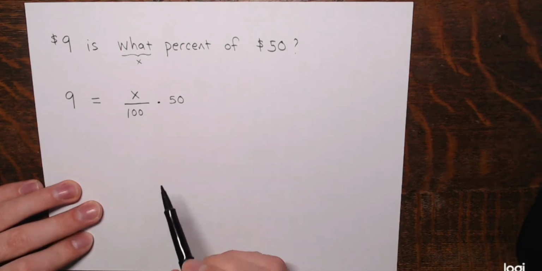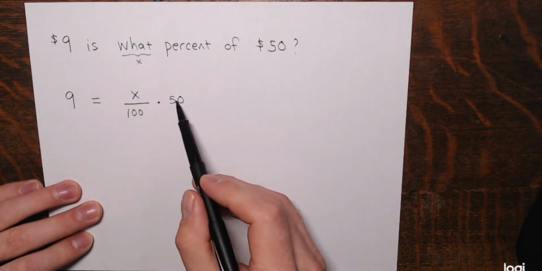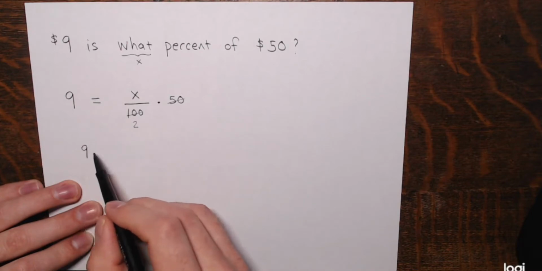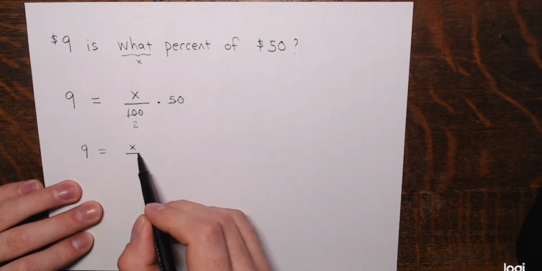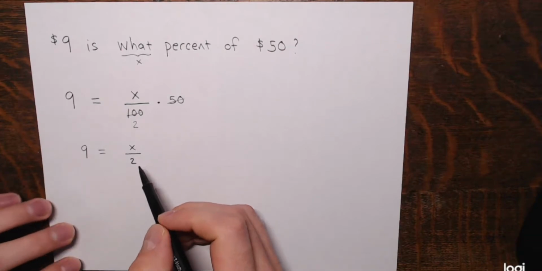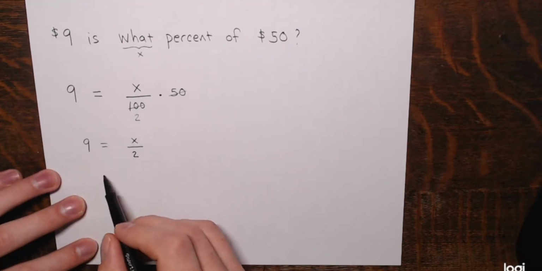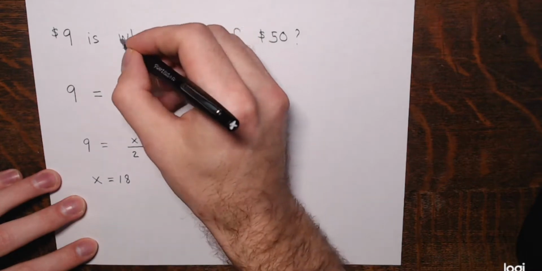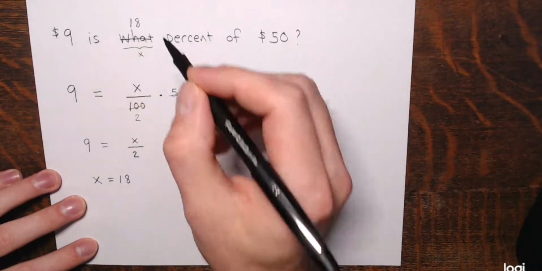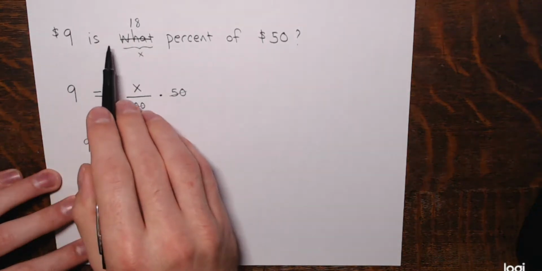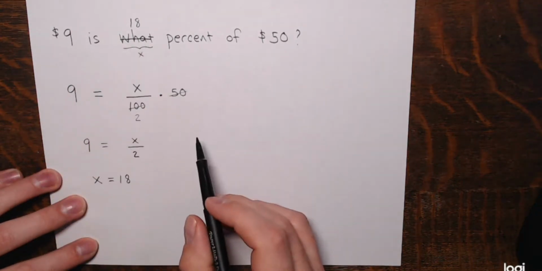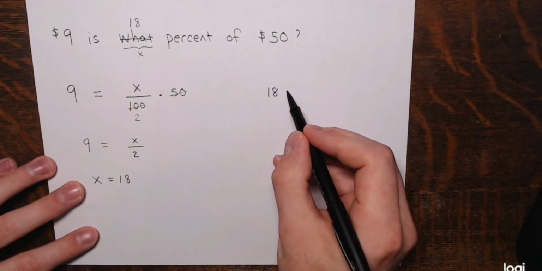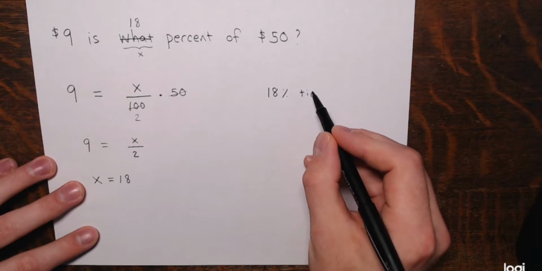And then over here we can do some easy simplification. 50 goes into 100 twice. So really what we have now is 9 equals X divided by 2. And all I would need to do to solve for X here is multiply by 2. X equals 18. So replacing the word what with 18, $9 is 18% of 50. So he left an 18% tip, and that's the answer to our question.